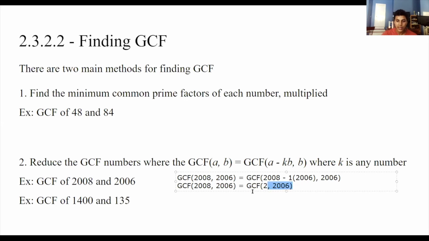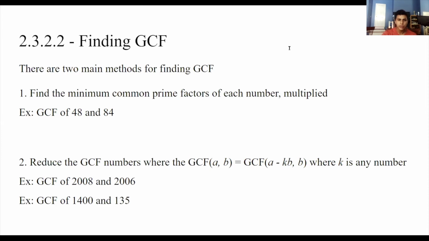Now if I were given this problem, it'd be a lot easier, because the only factors that 2 has are 2 and 1, which means that the GCF of these two numbers, 2 and 2006, has to be either 2 or 1. So now we just have to figure out whether 2006 is divisible by 2, and it is. So the greatest common factor of 2 and 2006 is 2, which means that the greatest common factor of 2008 and 2006 is also 2. And that's how I use this to simplify.